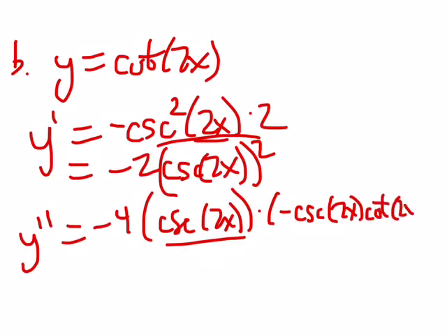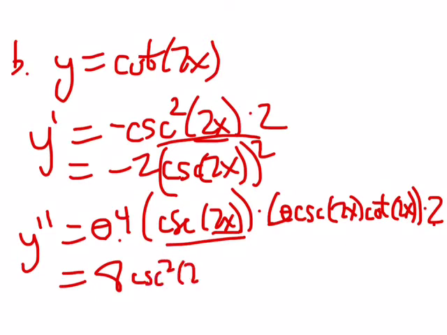Negative cosecant cotangent of 2x for both those. That g right there stays the same. All right, and then times the derivative of 2x, which is 2. To clean up, the negatives are positive, then 2 times 4 is 8. And then basically just write everything else. Cotangent 2x.